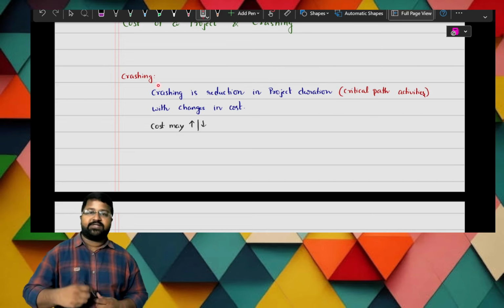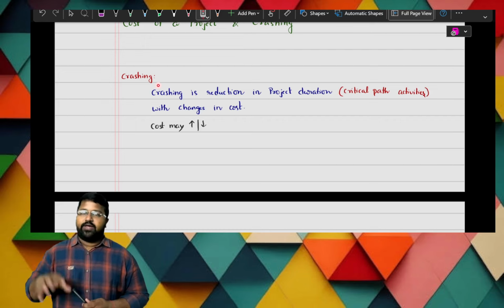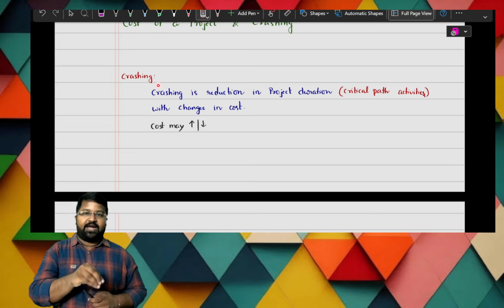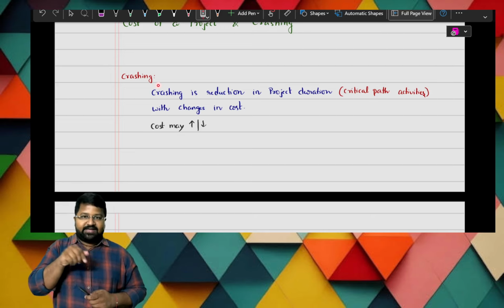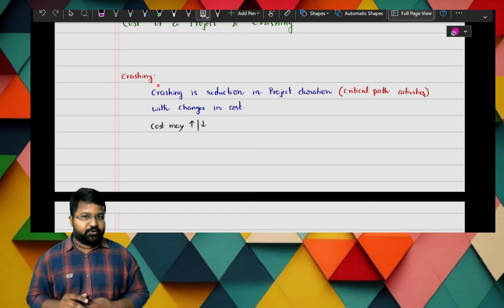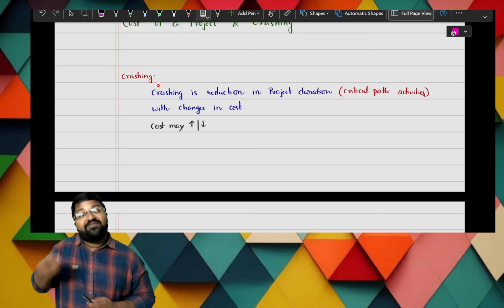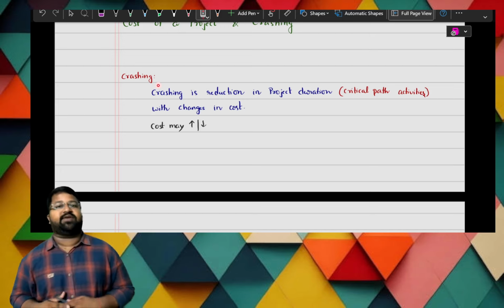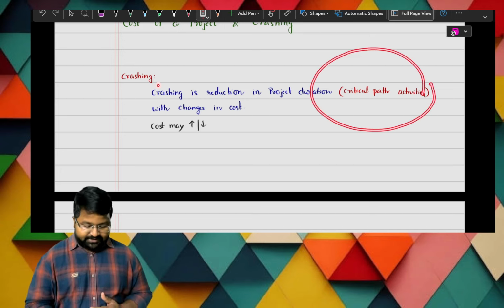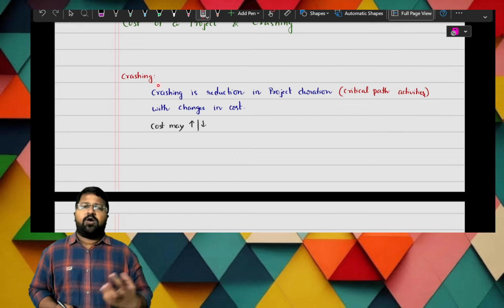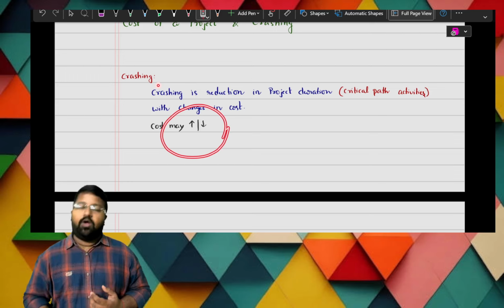Normally, in the earlier sessions, project duration will be the maximum time of all the paths, which we identify. That will be the project duration. If there is a chance for reduction of time, there is a way to crash it. So what is the way? That we shall see: it is the critical path activities. Because of this, the cost may increase or decrease.